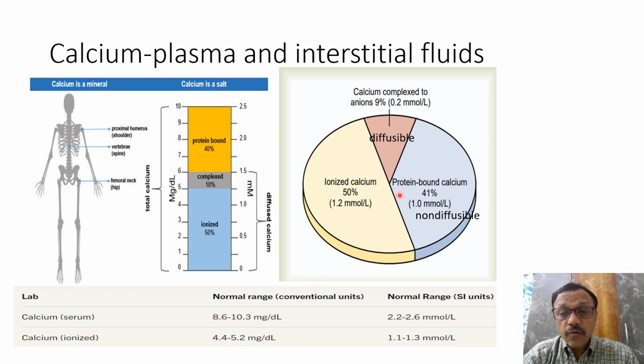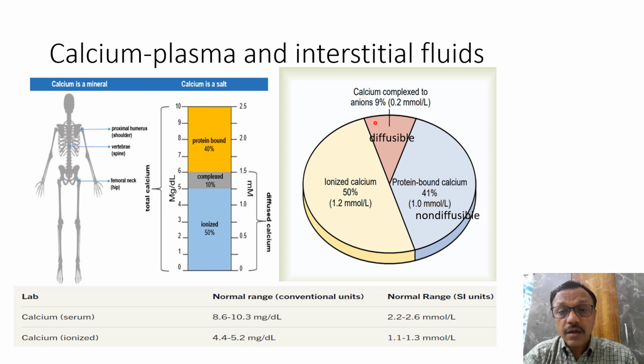41% of calcium is bound with protein. Which type of protein is it bound to? It is bound with the albumin and the globulin part in the blood. Now this protein-bound calcium is non-diffusible. That means it cannot come out of the capillary to produce the normal physiological effect.